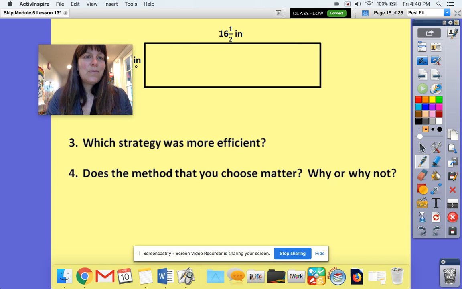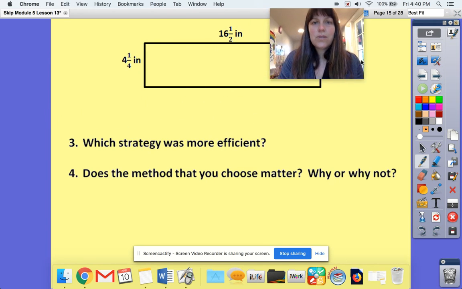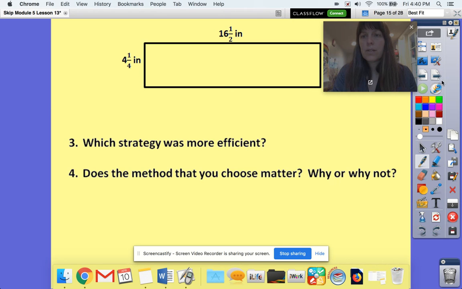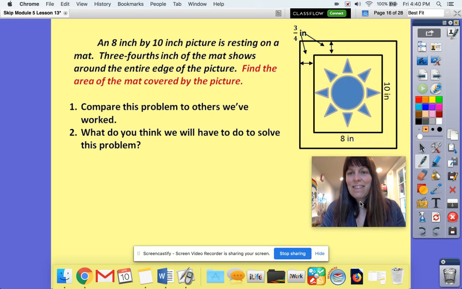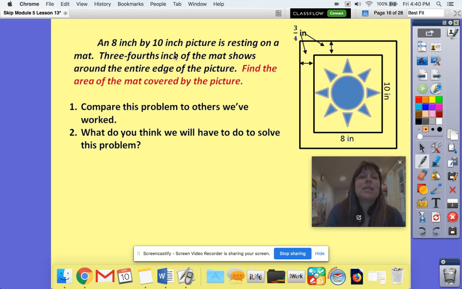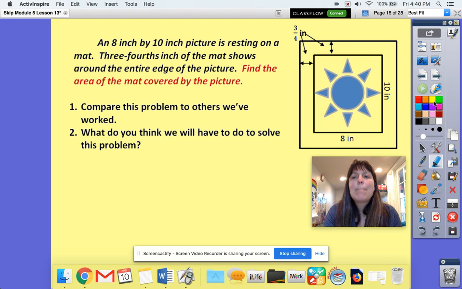If we were in class, you'd be working with a partner and using different strategies to solve. But we're going to head over here to this fun little challenging problem. So you guys can read with me. It says an 8-inch by 10-inch picture is resting on a mat. 3/4 inch of the mat shows around the entire edge of the picture. Find the area of the mat covered by the picture.